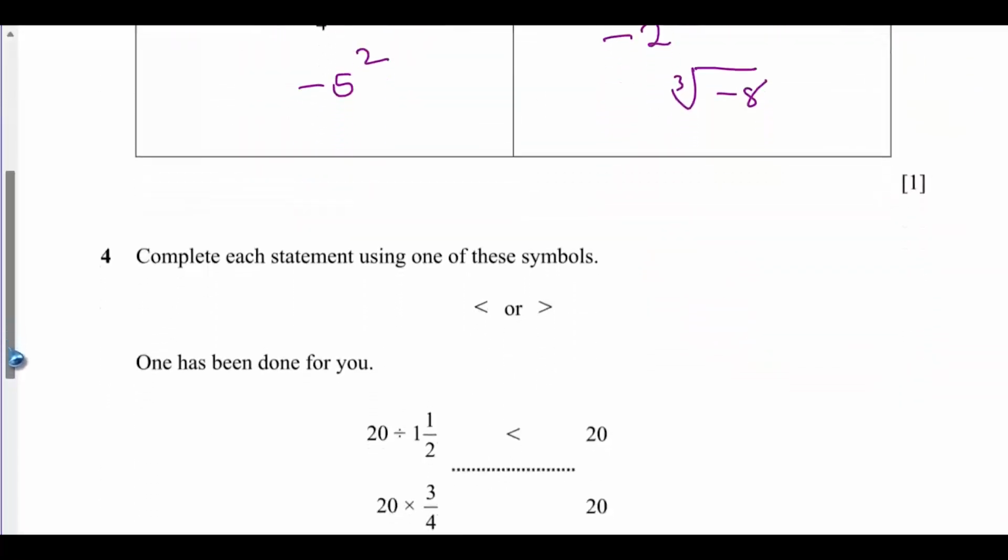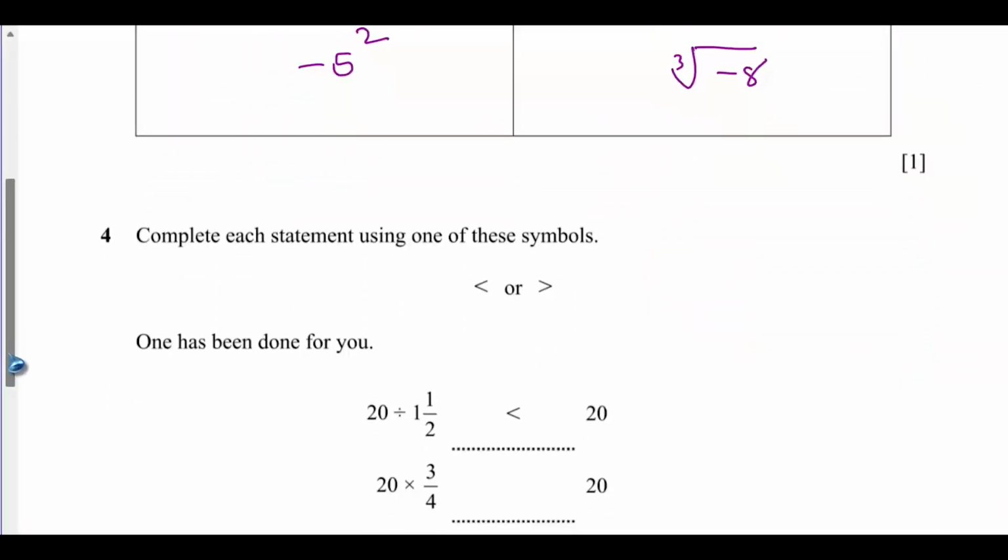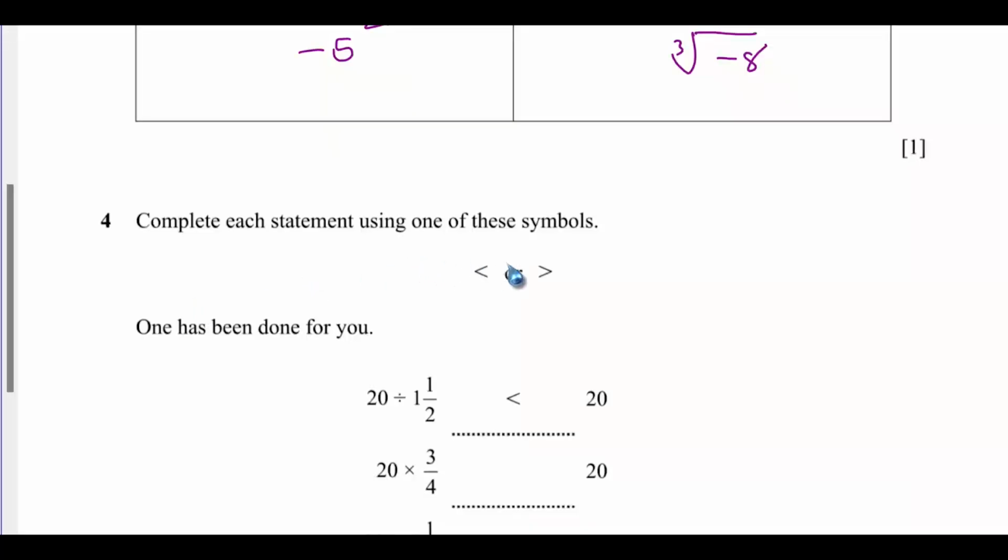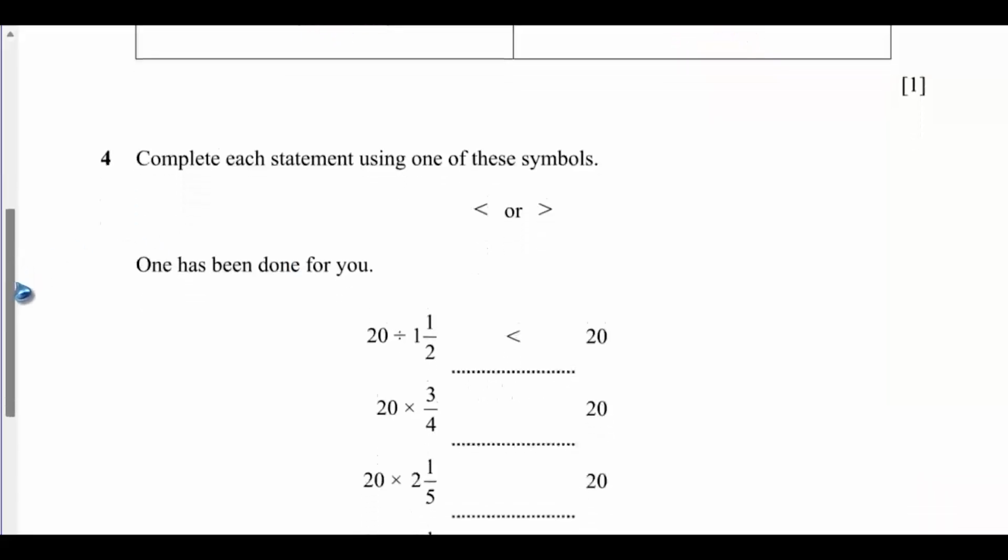Question 4. Complete each statement using one of these symbols, less than or greater than. One has been done for you. One thing about Cambridge questions is that at times one will always be done for you, although not always.